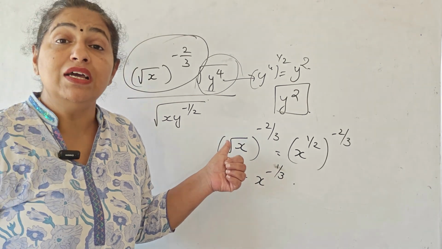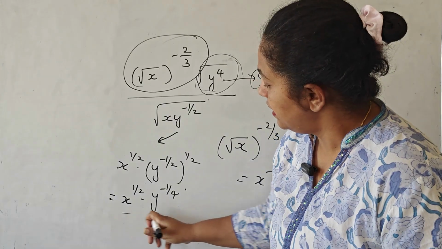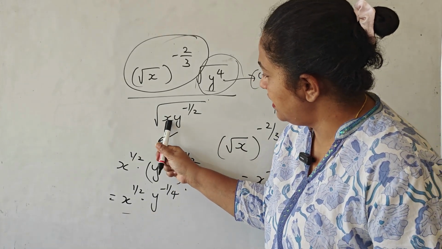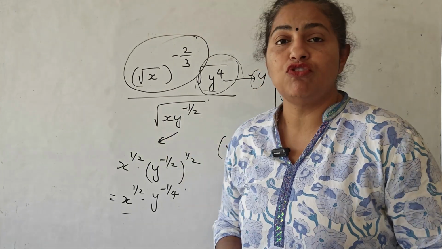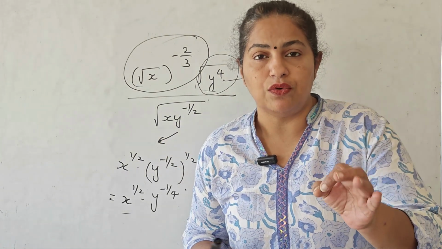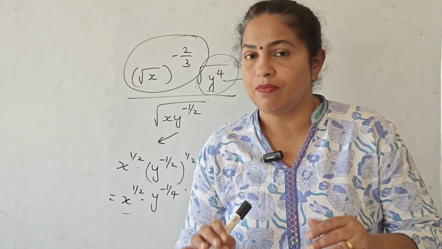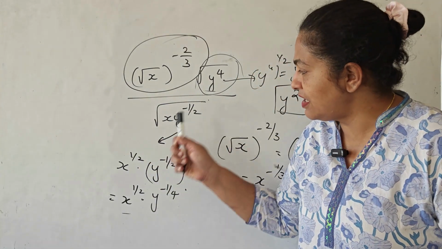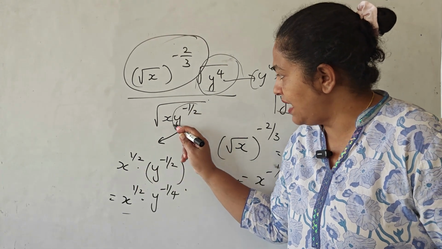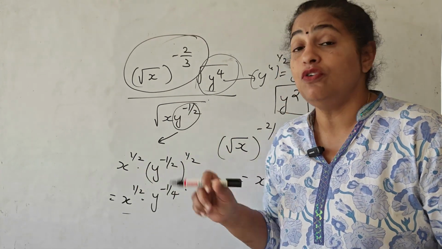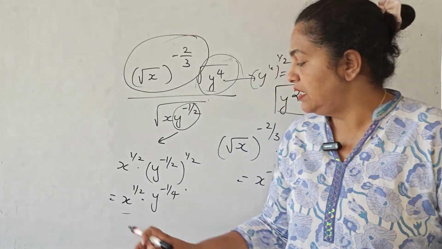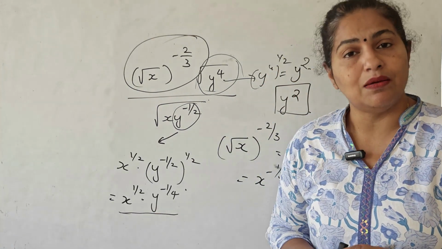Fine. I have simplified this particular term also as x raised to minus 1 by 3. Now let me move on to the denominator. Here you can see that x and y raised to minus 1 by 2 is under a square root, which means both these terms are raised to 1 by 2. Square root means raised to 1 by 2. So this is x raised to 1 by 2 and this entire y raised to minus 1 by 2 raised to 1 by 2. Fine.